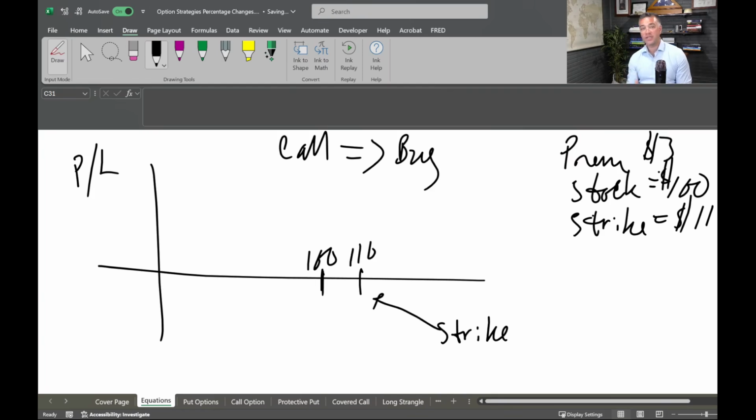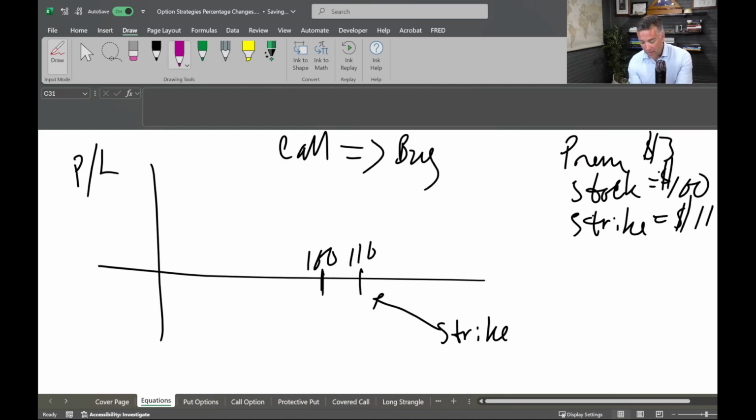That means if it hits 110, the contract states we have a right to buy it at 110. If it goes to 120, I could buy it for 110. If it goes to $1,000, I could buy it for 110. That's important to see there. And then now we're going to look at the perspective of the call. Let's look at the buyer first.